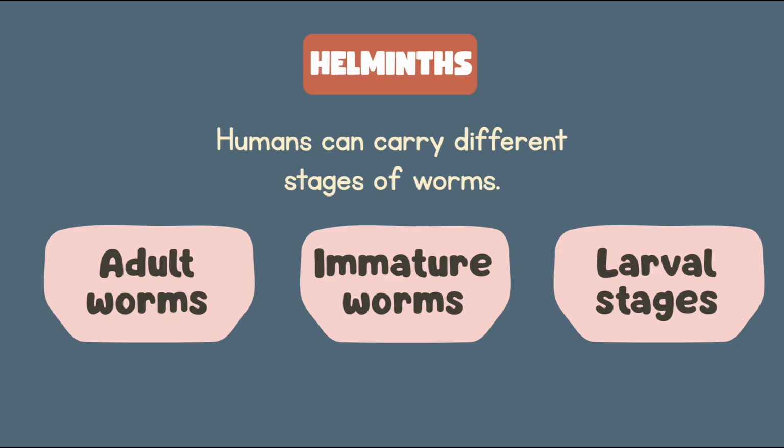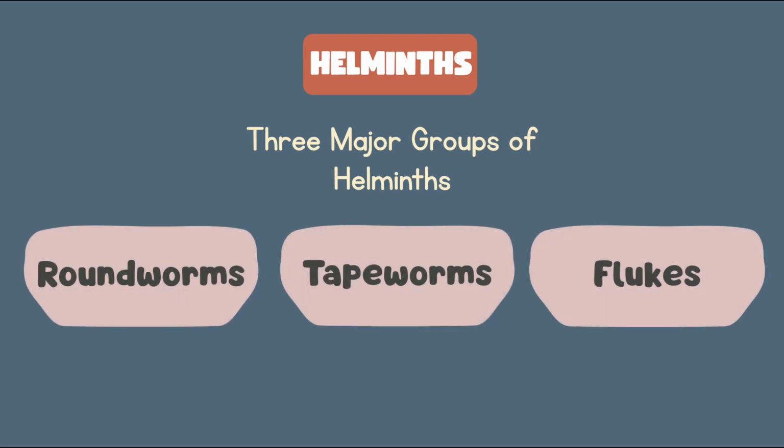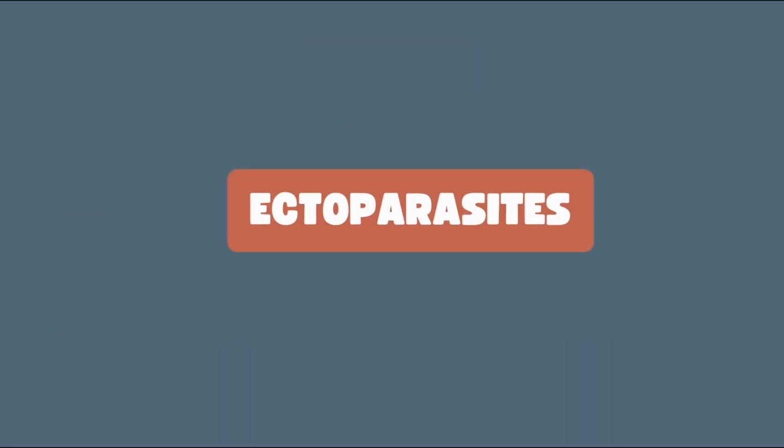So the form of the helminth that enters the body is called the infective stage, and usually it's eggs or larvae. There are three major groups of helminths, and those are roundworms, also called nematodes, tapeworms, also called cestodes, and flukes, also called trematodes. Now, let's have a look at ectoparasites.